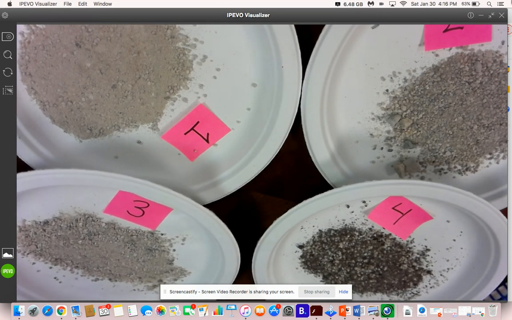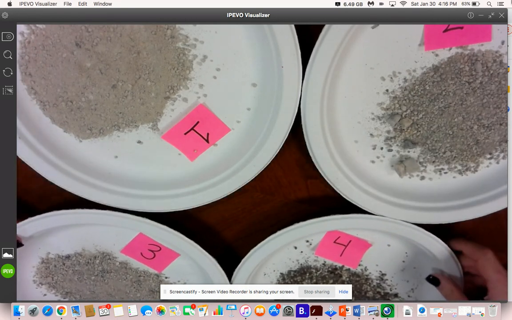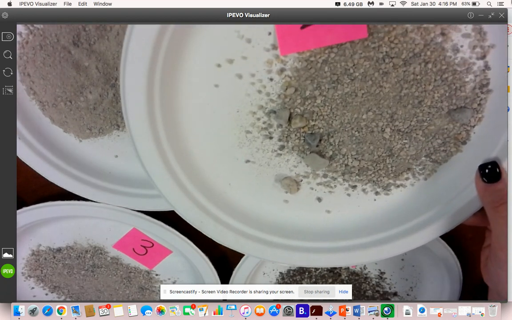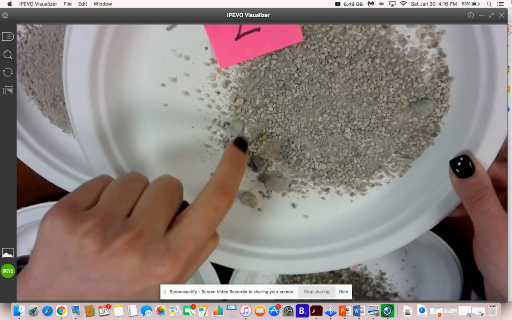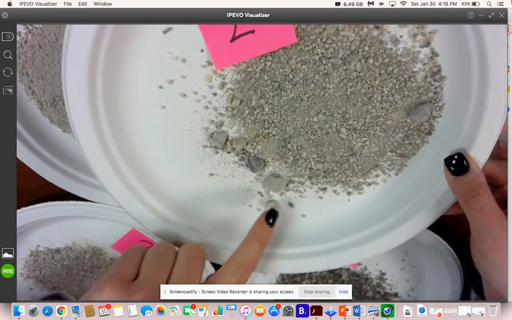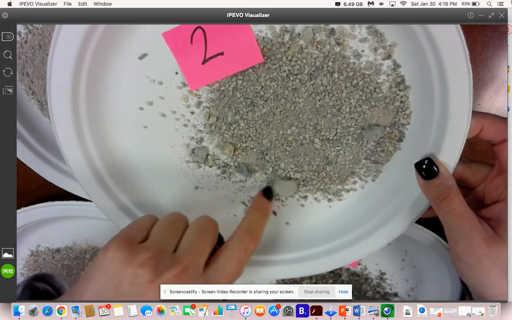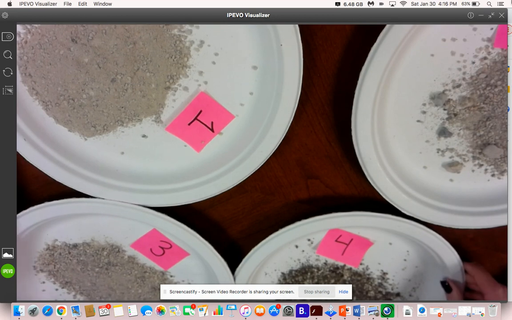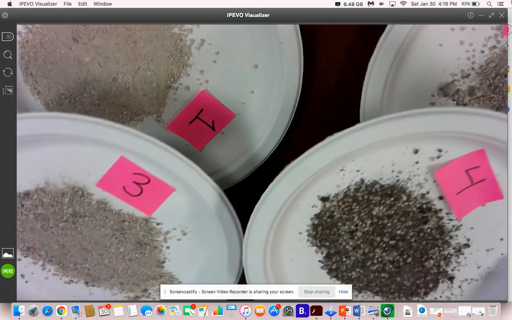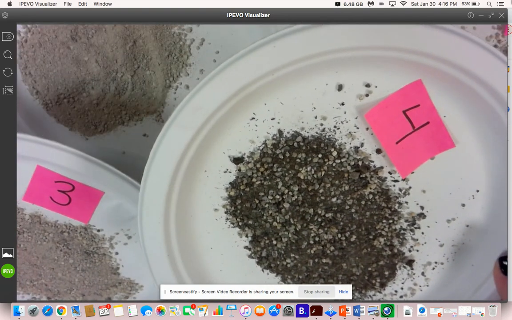The first are pebbles. Pebbles are the biggest kind of rock that you will find in a soil. Okay, and you can notice that in soil number 2, there are certain rocks, okay? And these are definitely pebbles. These are the biggest kinds of rocks that you can find in soil. Okay, so soil number 2 definitely has some pebbles in it. And by looking at the other ones, a lot of the other ones don't really have pebbles since there's not a lot of big chunks of rock.